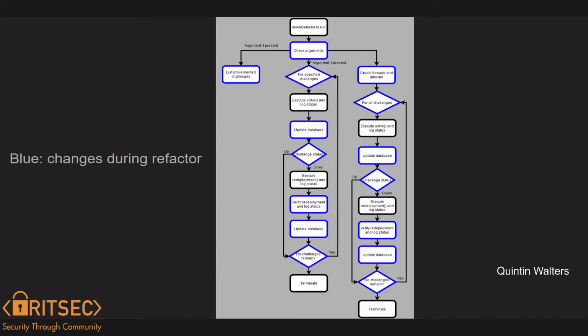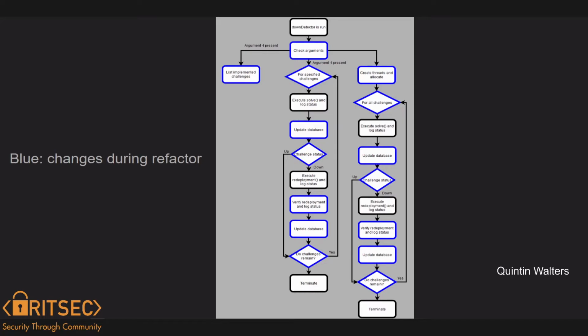Here's a simplified execution path of the refactored down detector. This does not include the paths for -h, -v, or -f. -h will output the help prompt. -v will turn on verbose mode and display all of the logging in the terminal. And -f allows you to change what file you're logging to.